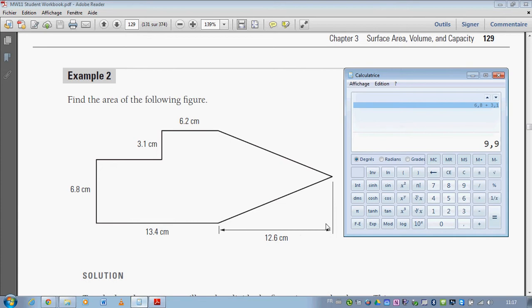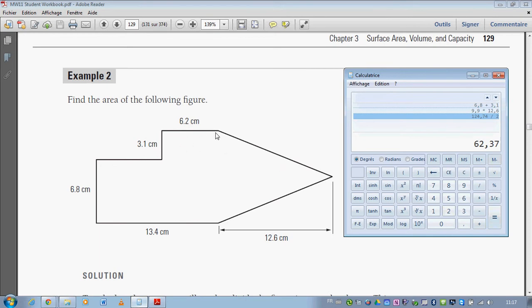Here's my height. It's 12.6, and we know that for the area of a triangle, you take the base, multiply it by the height, and then divide by 2. So my base, which is 9.9, times height, which is 12.6, and then dividing that by 2. That gives me an area of 62.37 for my triangle.